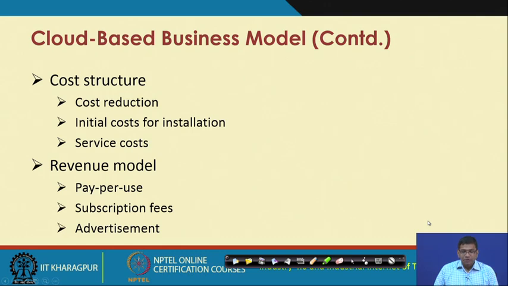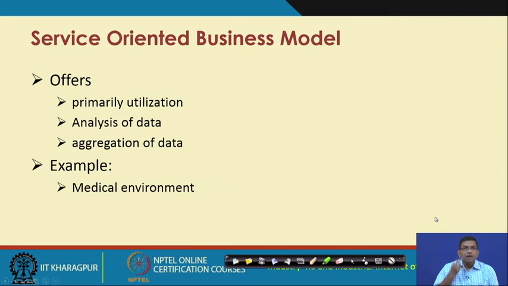Cost structure considerations are important, cost reduction, initial costs for installation, service costs, these are very important considerations. Likewise, the revenue model, for instance, whether the pay per use model is going to be used, this is the typical model that is used, this kind of revenue model is typically used in the cloud based business model, and subscription fees, advertisements etc. These are the different considerations to come up with the revenue model in the cloud based business model. So, now let us try to understand the service oriented business model.